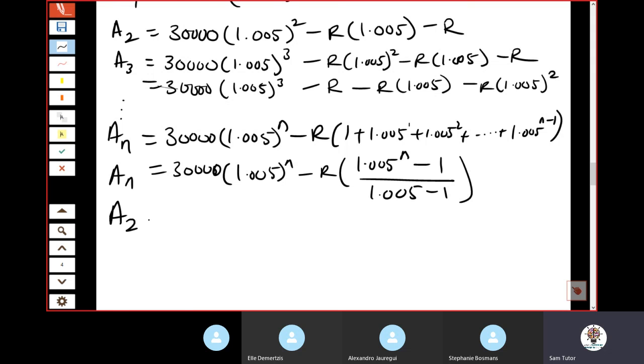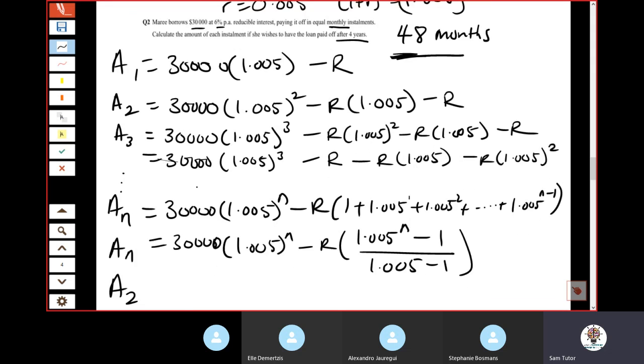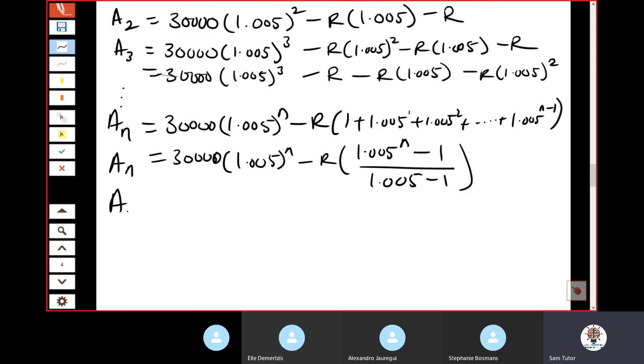And then, of course, if you know how to do that, then no matter what I give you, A200 or, not 200, 48, if I gave you A48, the answer is always going to be very simple. Look, 30,000, plug it in for n. 1.005 to the power of 48, minus 1, over.